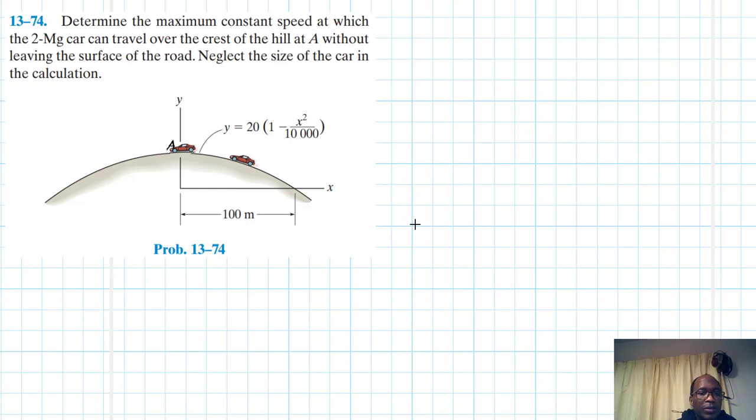The problem reads: determine the maximum constant speed at which a 2 megagram car can travel over the crest of the hill at A without leaving the surface of the road. Neglect the size of the car in the calculation. So we are dealing with constant speed here, so we don't expect any tangential acceleration.